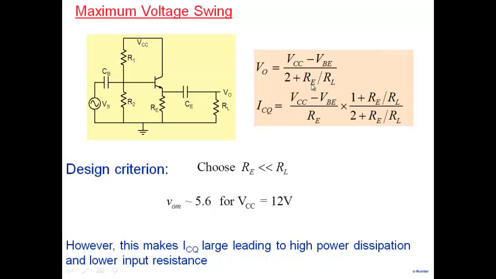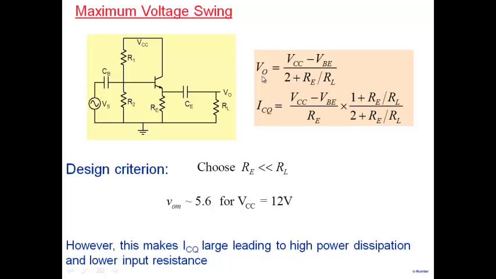But note, what you have to do is make RE much smaller than RL. And when you try to make RE much smaller than RL, note that the bias current depends on RE. Therefore, as you make RE small, the bias current becomes very large, and you end up getting high power dissipation. So we'll see that with an example later on.